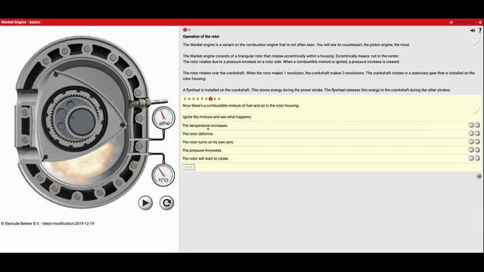So, did our temperature increase? Yes, it did. Did the rotor deform? No, we want this piece to stay the same shape the whole time. So we're going to hit false down there. The rotor turns on its own axis. No, it does not. The pressure increases. Yes, it does. And the rotor will start to rotate. Yes, it does. We'll move on to the next one. And if you want to see that again, just press the reset button right here and you can watch that happen again.